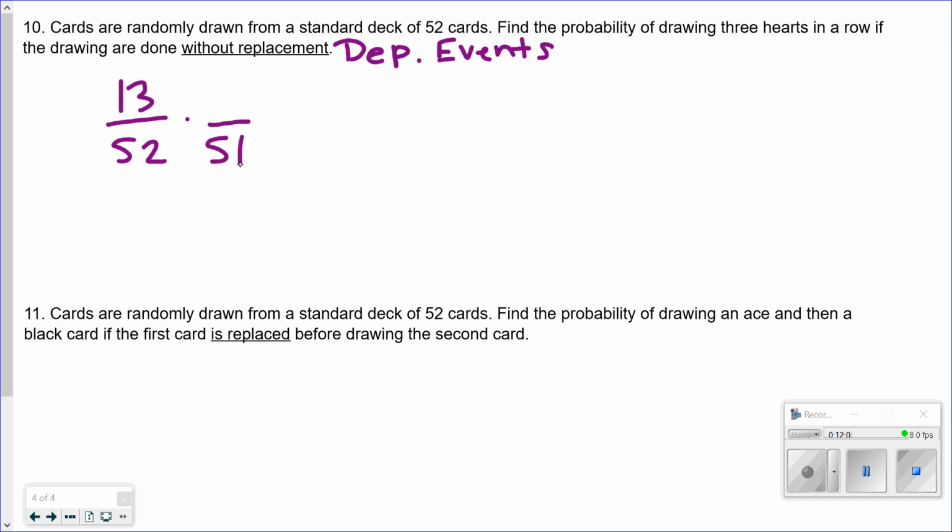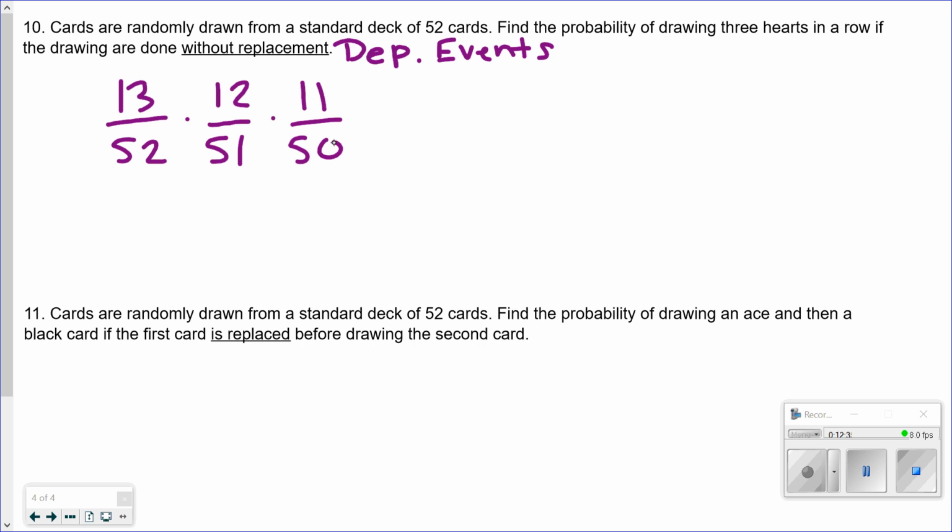And I also know that my first card was a heart. So if I took away one of my 13 hearts, that means I'm left with 12 hearts. So that was my probability for choosing a second heart. So now with my third one, I got to do the same thing. So I chose a heart, I got rid of it, so that means that my numerator is going to go down by 1 because I have 1 less heart, and my total number of cards are going to go down because I just got rid of a card.